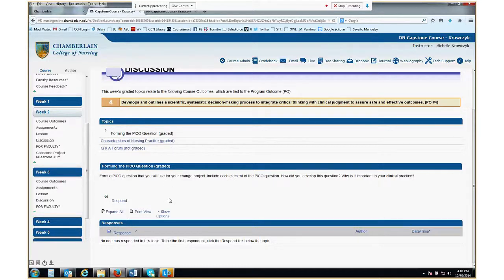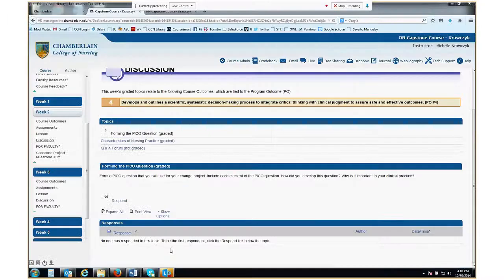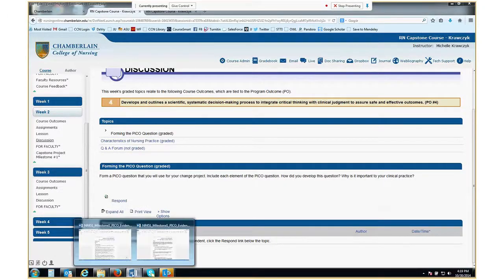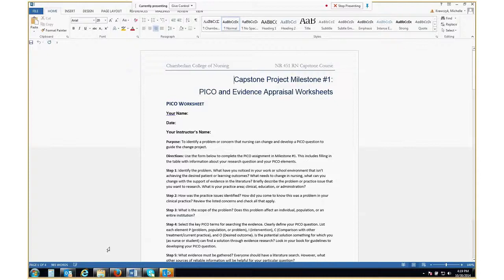Now, one of the things I want to look at is the milestones that are going to be due next week in week 3, but I wanted to do this because it will be important for you to understand where you need to be headed. So let me pull that up. These are the guidelines. Let's first pull up the forms.